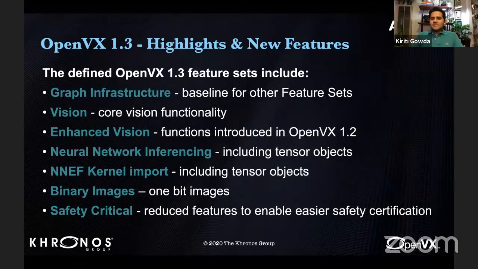So what are these feature sets, right? We talked about all these feature sets unifying a bunch of functions. So with OpenVX 1.3, we have the graph infrastructure, which, like I talked about, is a baseline framework. And this is a compulsory feature set, which all the adopters have to implement. And then you have the vision, which is the core vision functionality. And then you have enhanced vision, which is functions added in OpenVX 1.3. And then you have the neural net inferencing, which includes tensors, object, and others. And then you have NNEF import.